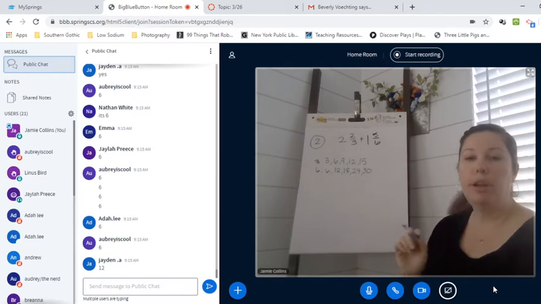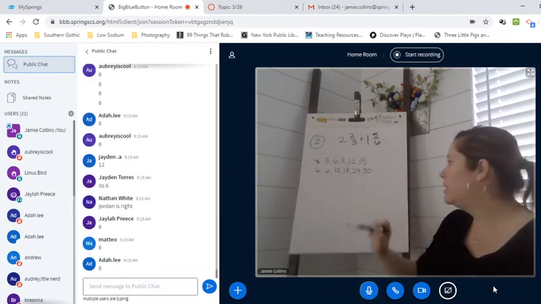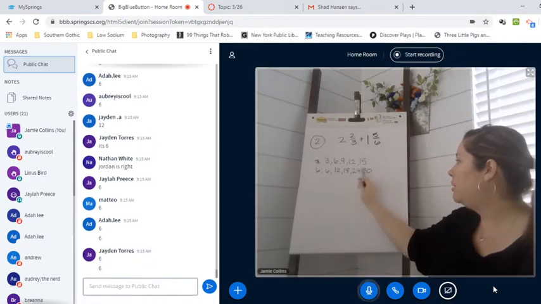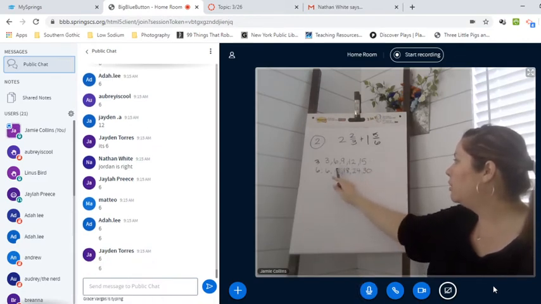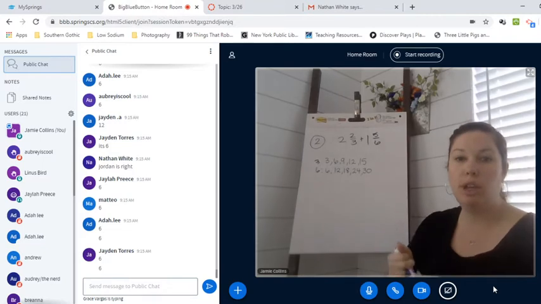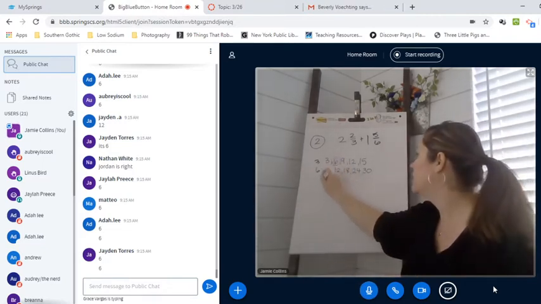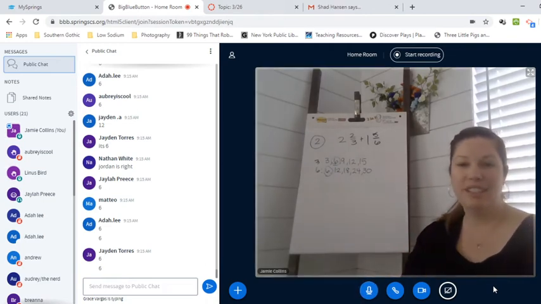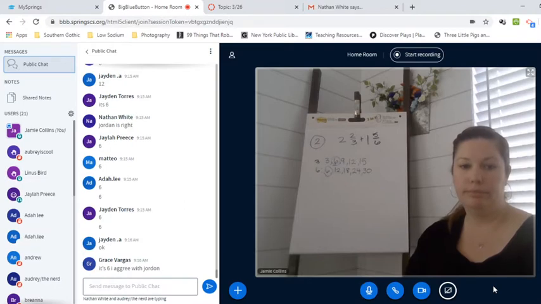Okay, remember, we're looking for the lowest number. And yes, you're absolutely right that 12 does work, and an 18 would have worked too. But if we're looking for the lowest one, that means the lowest one would be 6. Excellent. Makes sense? Yeah, kind of confusing, but still makes sense.